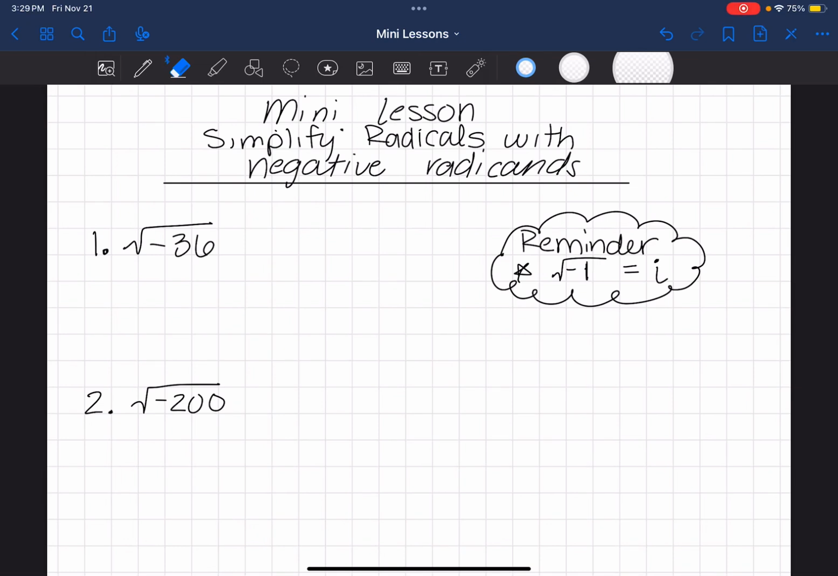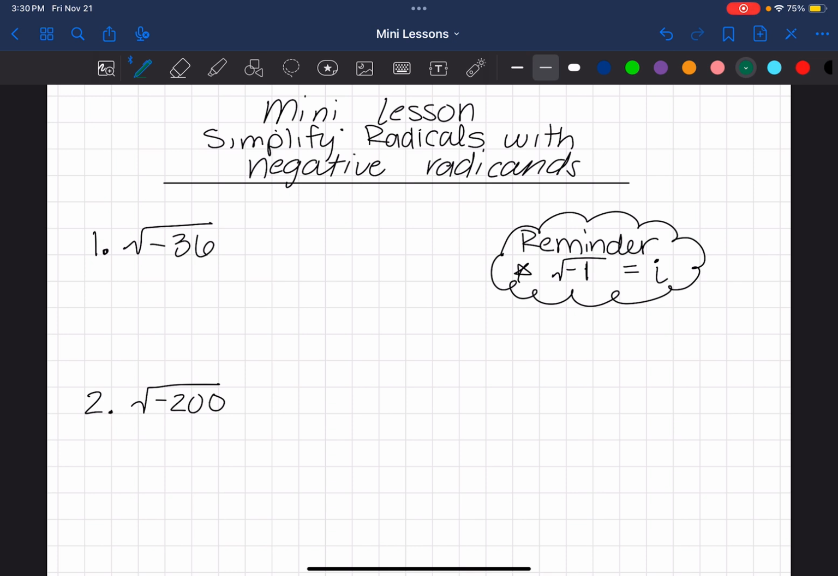Alrighty, we are doing a mini lesson on simplifying radicals with negative radicands. So what this means is we are going to be reducing radicals with a negative number inside. Now I do have a little reminder that when we take the square root of -1, that negative is what is giving us i for the imaginary value.